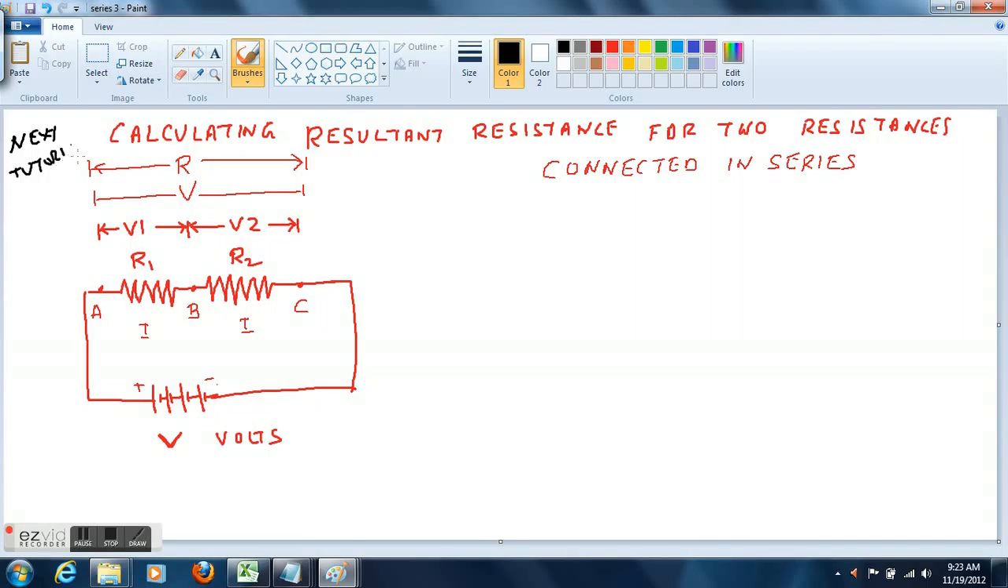So starting from the next tutorial, we will discuss how to calculate the potential difference across individual resistances.